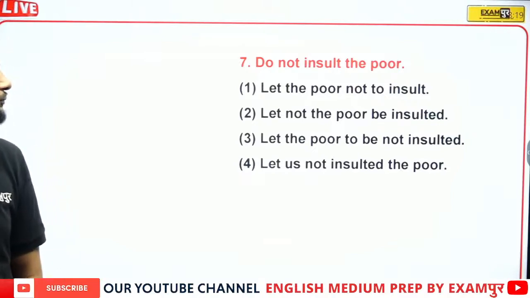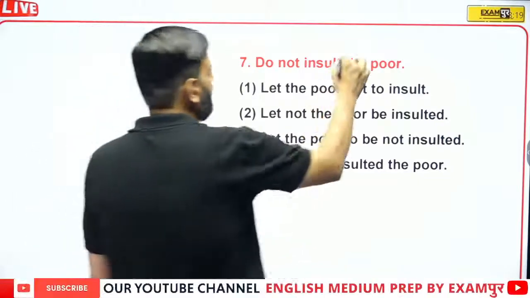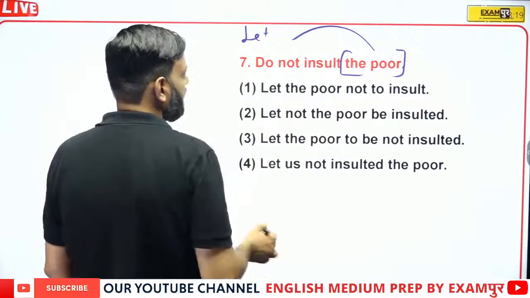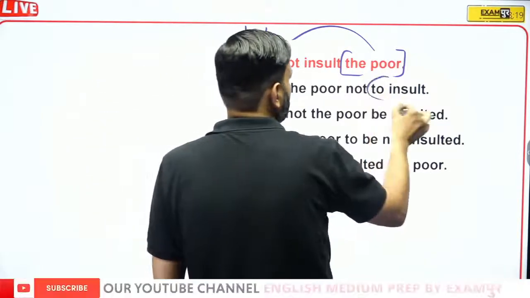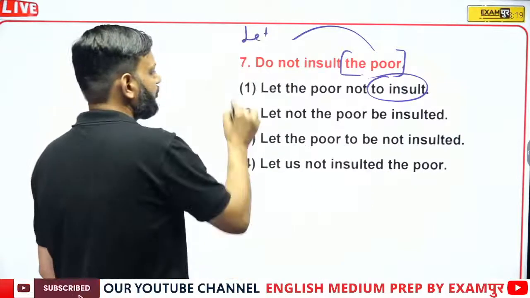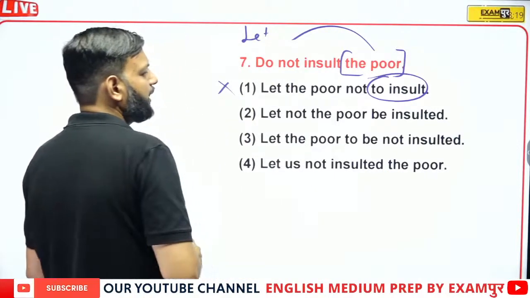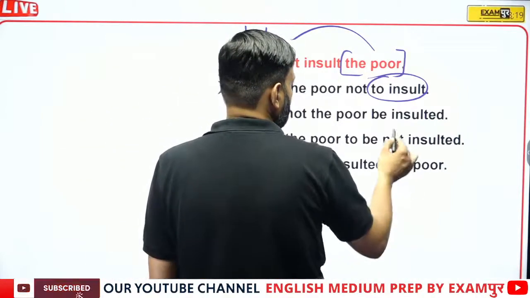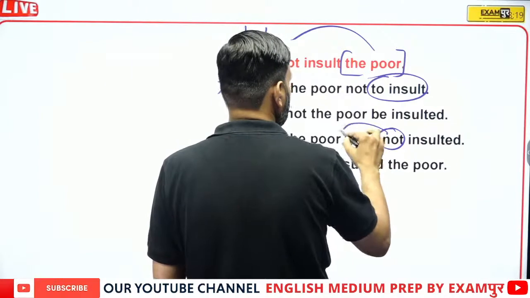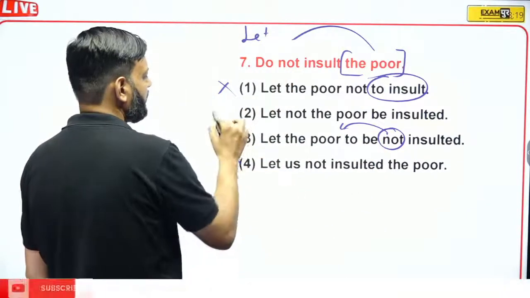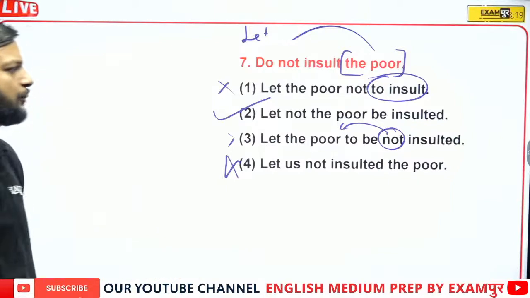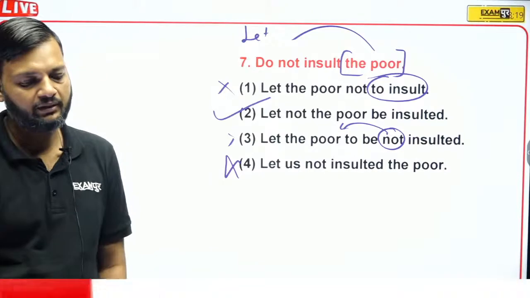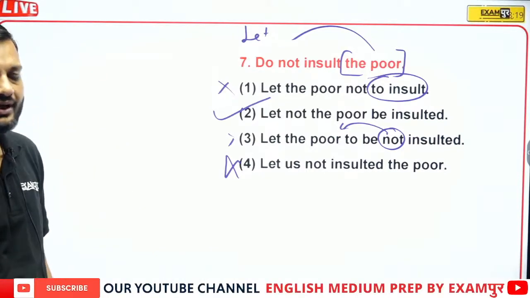Okay, so here the poor is the object, which should be after "let". So here "let the poor, not to insult". "To insult" has to be changed to "be insulted". So eliminate this. "Let not the poor be insulted." "Let the poor be to be not insulted." Okay, this "not" is in the wrong position, so it cannot be the answer. "Let us not" is not right either. Option number 2 is the right answer. Let not the poor be insulted. Yes, option number 2 is the right answer.